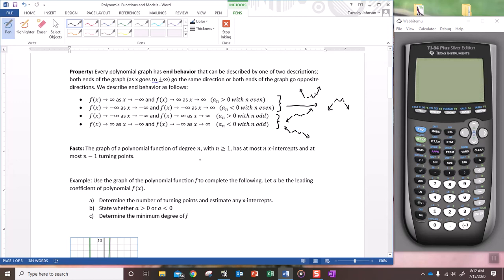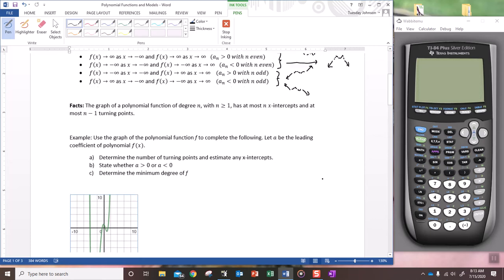The graph of a polynomial function of degree n, where n is greater than or equal to 1, it's a polynomial, has at most n x-intercepts and at most n minus 1 turning points. And this helps us when we're graphing with our calculator. Suppose we put in a polynomial of degree 4, and we can see all 4 x-intercepts, and we can see 3 turning points, we know we have an appropriate window for seeing the key concepts of this particular graph. We know how it finishes in the end because we could look at the leading coefficient.